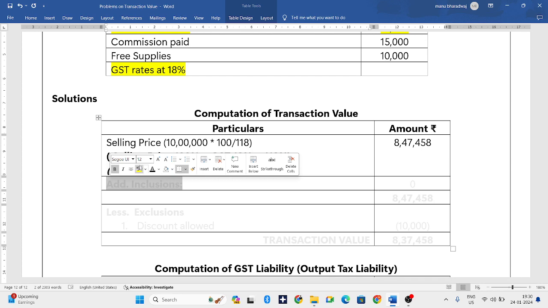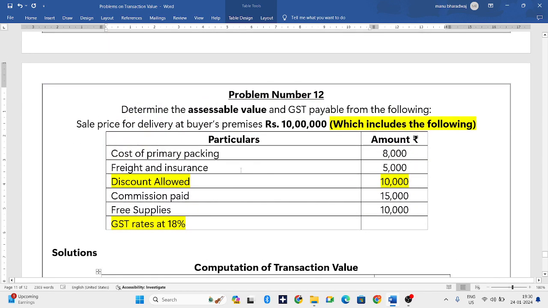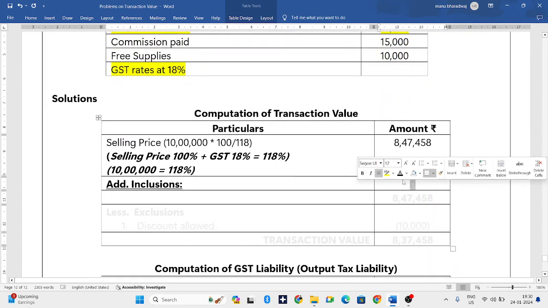For that, any inclusions if they have given, we need to add. Any inclusions? No, because it is already included.